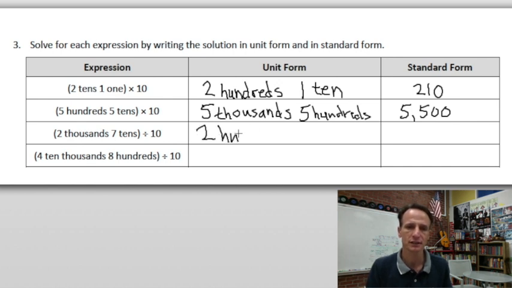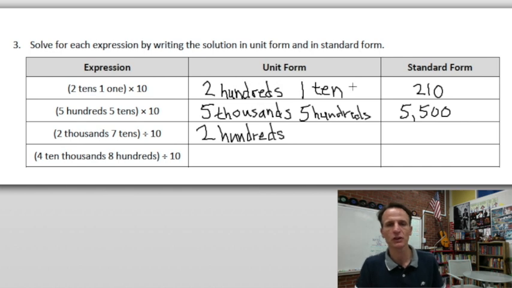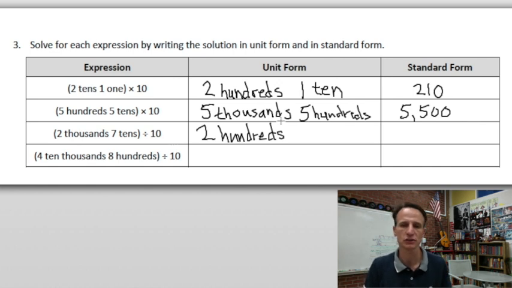Getting the hang of this? I knew you would. And notice I'm writing out the whole thing. Don't get lazy on me, kid. Write the whole thing out. I'm doing it. All right, 7 tens. What's down a place from tens? It's ones, right? So 7 tens divided by 10 is 7 ones.